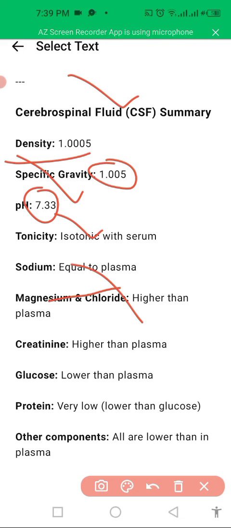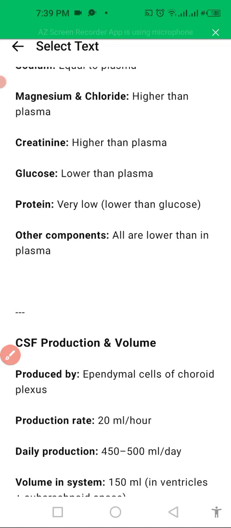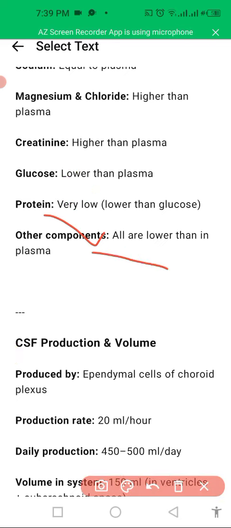Magnesium and chloride are higher in this fluid, and creatinine is higher than plasma, glucose is lower than plasma, and protein is very low, meaning lower than glucose. Means in CSF there is a very minute concentration of protein and glucose is a little bit lower than plasma. Components of CSF are lower than in plasma.